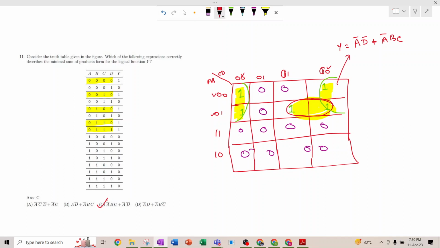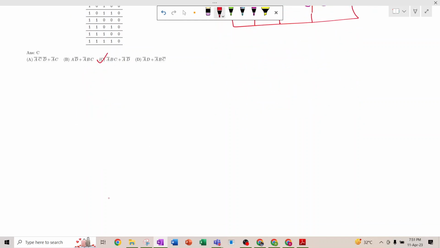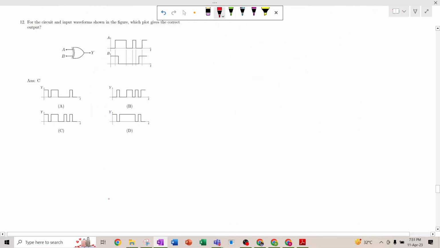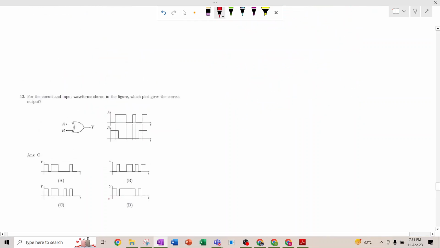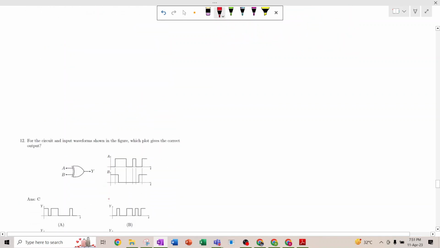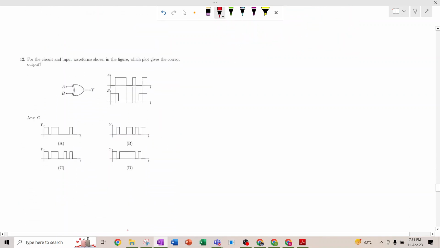So this is the basic K-map problem, how we can solve this thing. Okay, yeah, so we move forward to the next part.